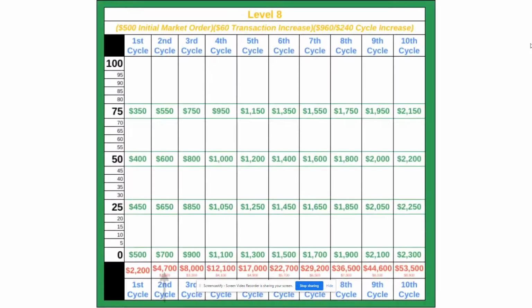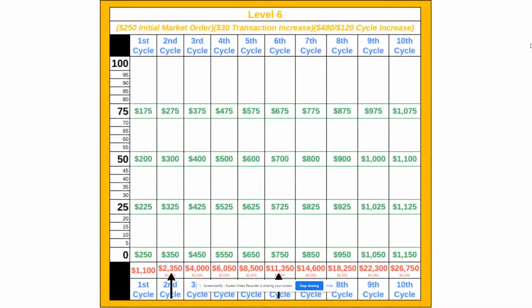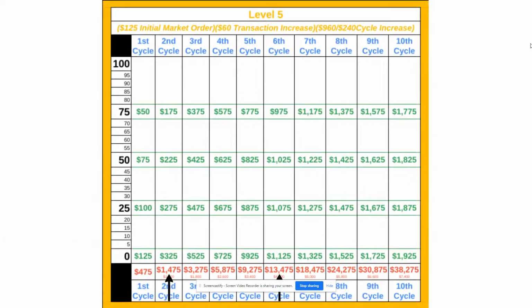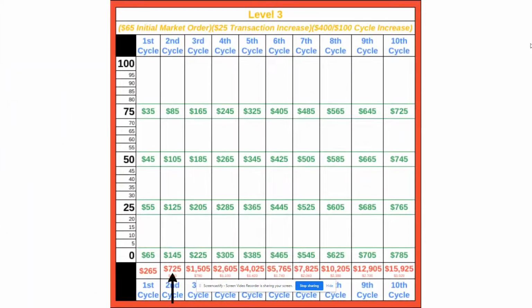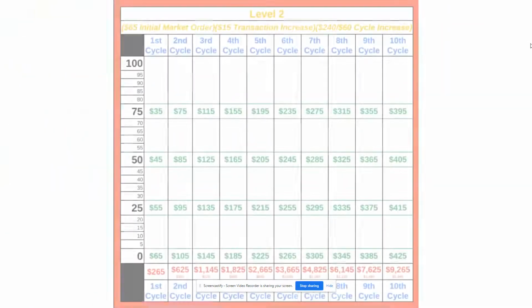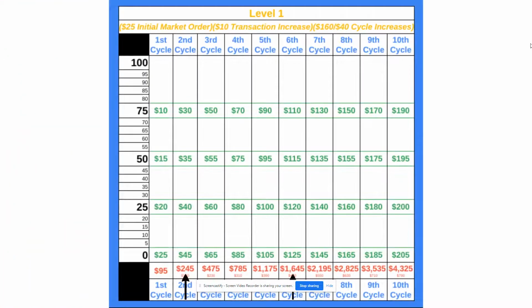You just want to find the level that you're comfortable with, depending on who you are, what color group, whatever it is. When you find the one you're comfortable with, that's the one you're going to use. It goes all the way down. As you can see, level 1.